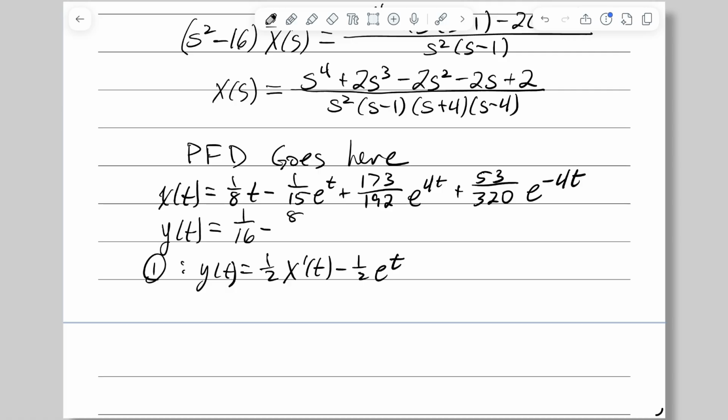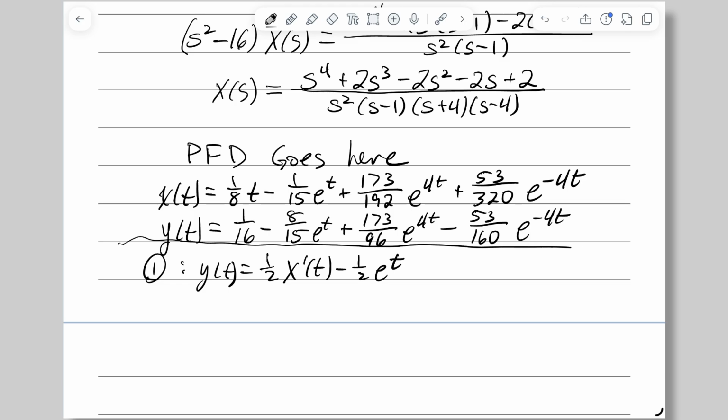1/16 minus 8/15 e to the t plus 173 over 96 e to the 4t minus 53 over 160 e to the negative 4t. I've put them together here for good form. It's good to do that when you have a deliverable.